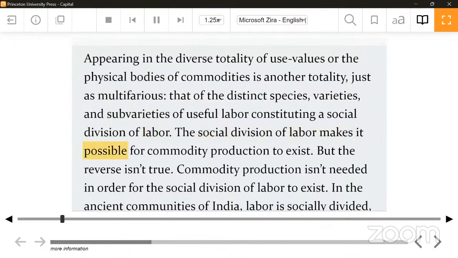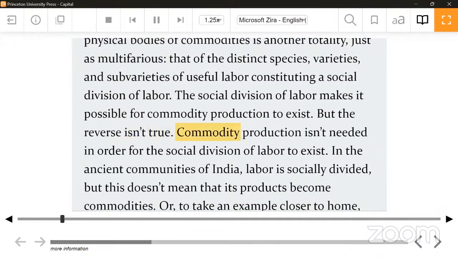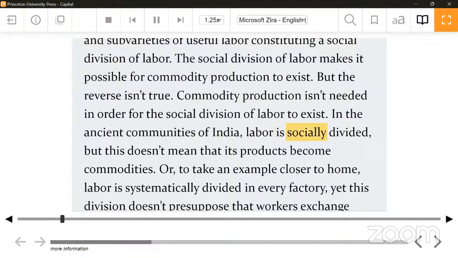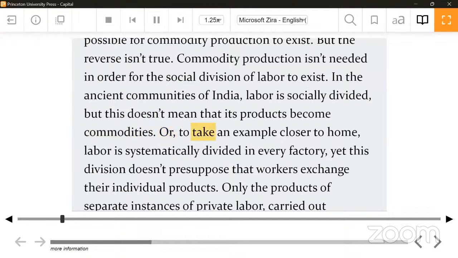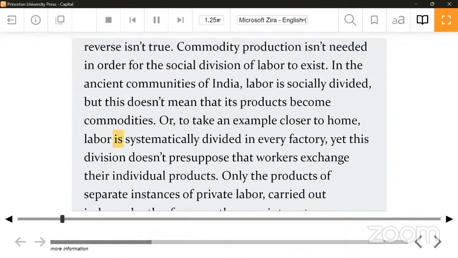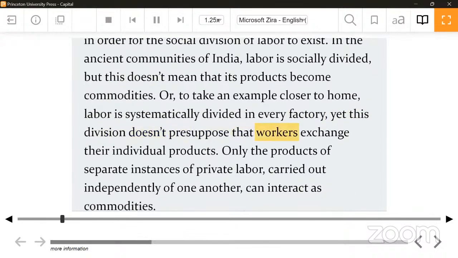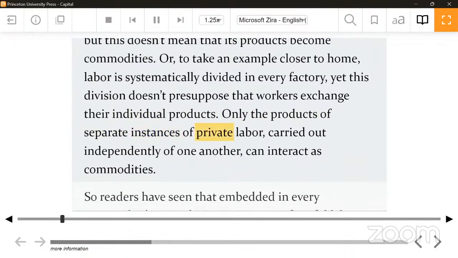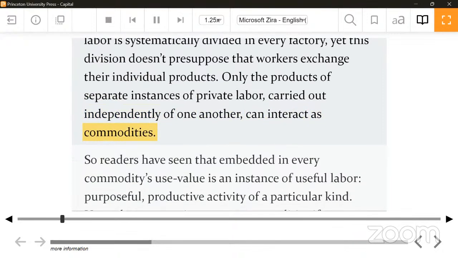The social division of labor makes it possible for commodity production to exist. But the reverse isn't true. Commodity production isn't needed in order for the social division of labor to exist. In the ancient communities of India, labor is socially divided, but this doesn't mean that its products become commodities. Or, to take an example closer to home, labor is systematically divided in every factory, yet this division doesn't presuppose that workers exchange their individual products. Only the products of separate instances of private labor, carried out independently of one another, can interact as commodities.